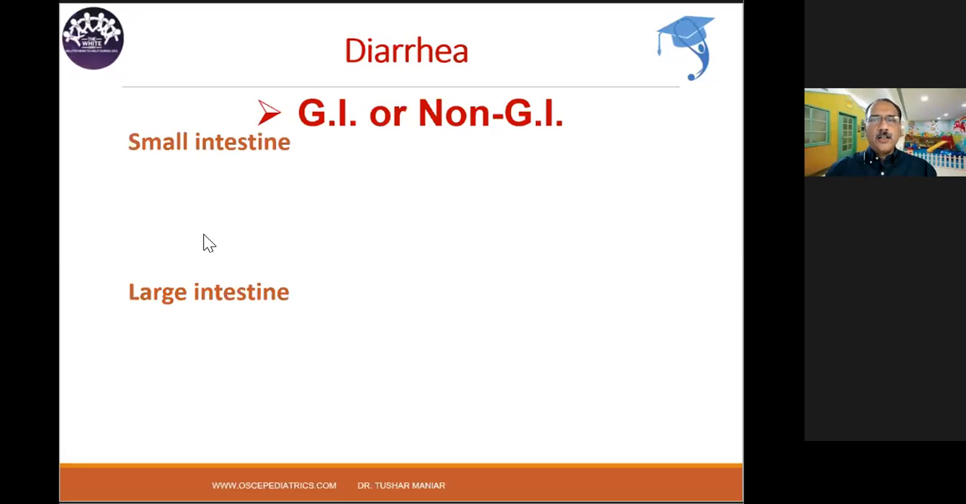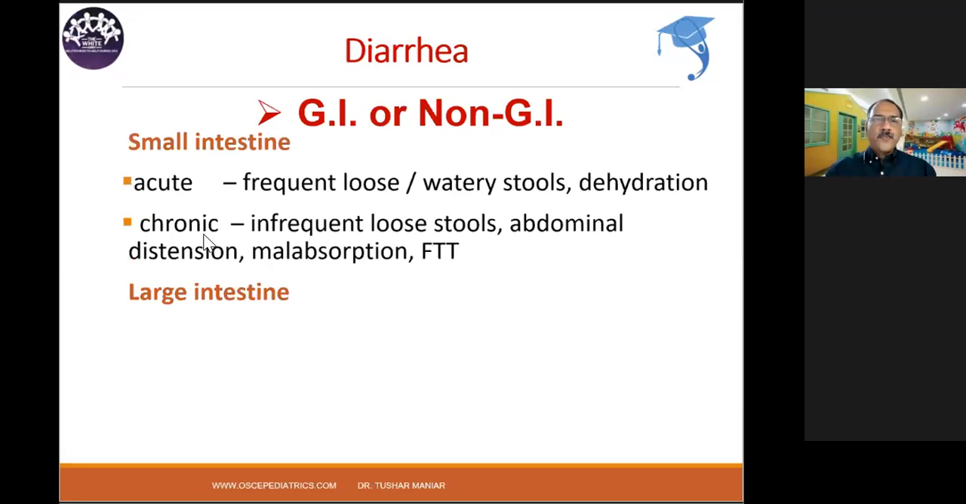Now in small intestine, I would divide them into acute small intestinal problem and chronic small intestinal problem. So acute small intestine problem is classically what? Viral gastroenteritis, correct? So it will be frequent stooling, large quantity, and possible dehydration. If it is a chronic small intestinal affection, there is likelihood of infrequent stools, but abdominal distension and malabsorption and failure to thrive as other symptomatology.